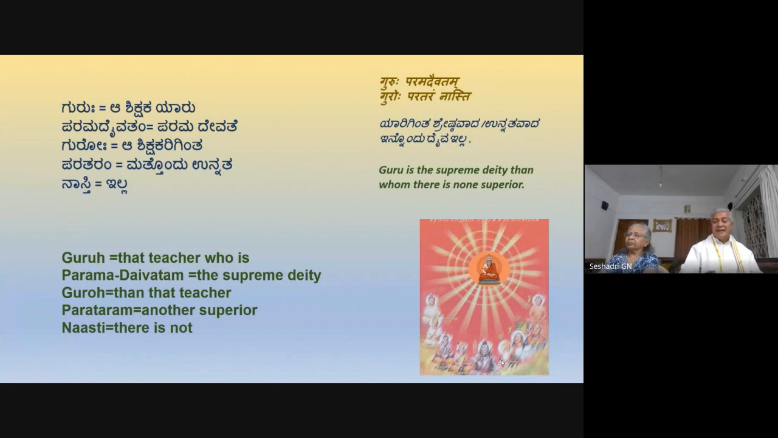Nasti, there is nothing. Parataram, superior, greater than what? Guru. Guru Paramadaivatam. That is the Supreme. Supreme is what? Parabrahman. Parabrahman is the highest Supreme. And actually that alone is the only reality. There is nothing more real than that.